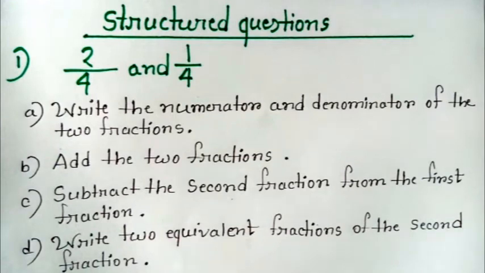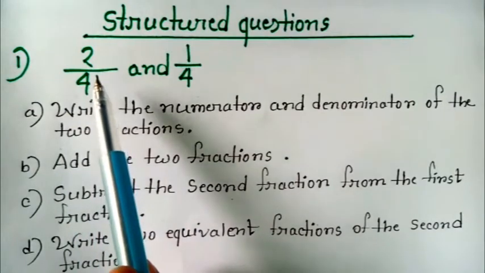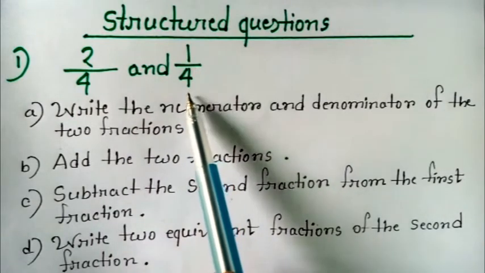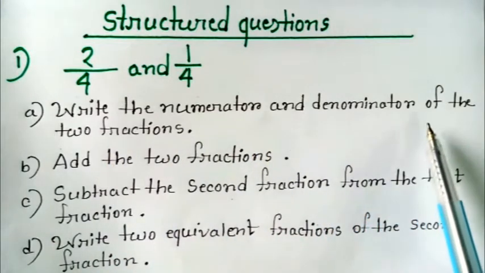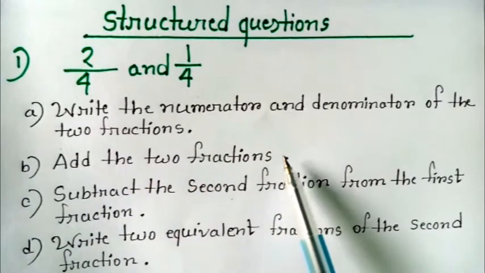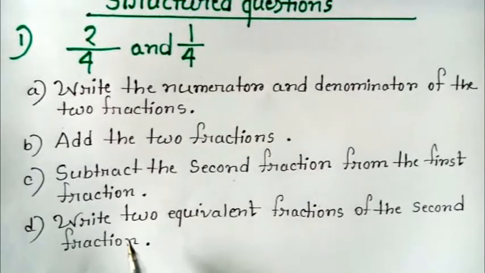In our today's class, we are going to solve structured questions based on fraction. Let's solve number 1. Here, two fractions are given. First fraction is 2 by 4 and the second fraction is 1 by 4. A. Write the numerator and denominator of the two fractions. B. Add the two fractions. C. Subtract the second fraction from the first fraction. D. Write two equivalent fractions of the second fraction.